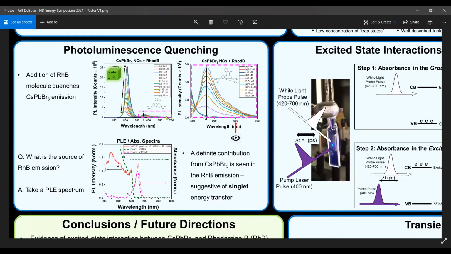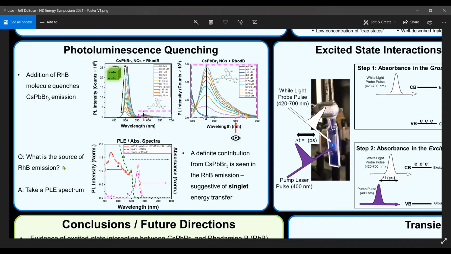But down here in the 500 to 700 nanometer range, we also get a bit of a bump, and that's been zoomed in on this part. And this is basically emission coming from the rhodamine B dye molecule because it has its own emissive features. And so one question we have to ask ourselves is, what is the source of this emission?